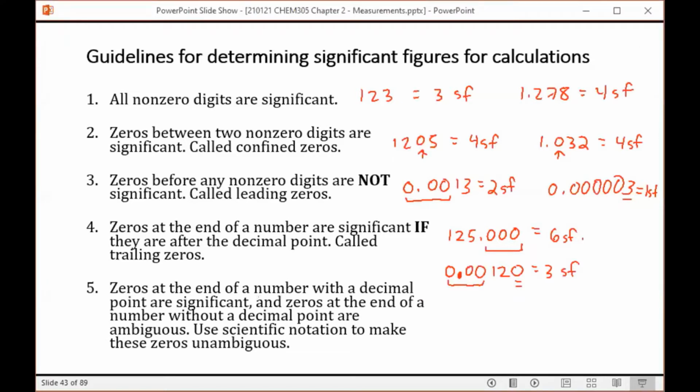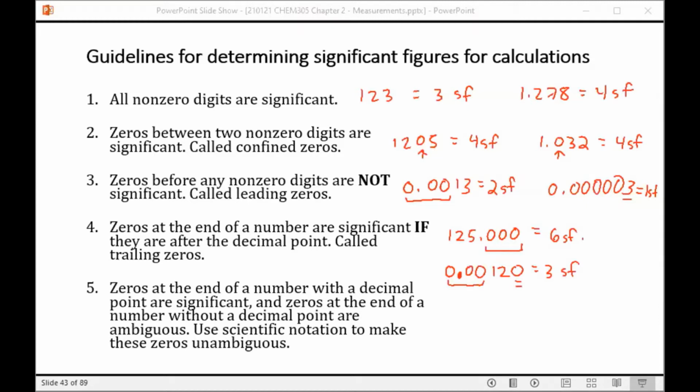Next one, zeros at the end of a number with a decimal point are significant, and zeros at the end of a number without a decimal point are what we call ambiguous. And we want to use scientific notation to make those zeros unambiguous. So it's really important when writing numbers in science that if you intend for the zeros at the end of a number to be significant, you have to include the decimal point. And if you don't intend for them to be significant, then you can leave the decimal point off. It's always best to write them in scientific notation because that takes the guesswork out of it.